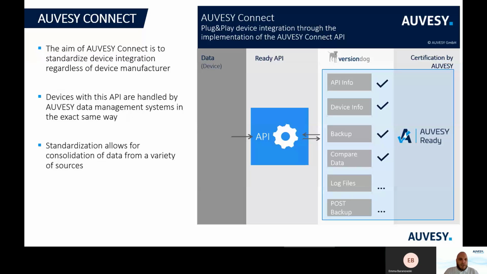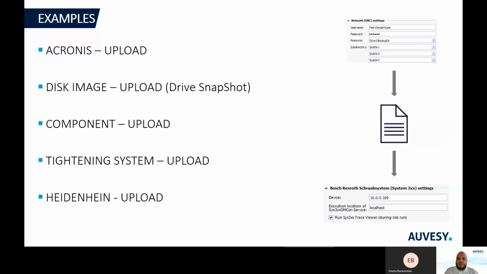Okay, so far, let's show some examples. Here are listed some examples where we did exactly what I was telling you: for example, the Acronis upload, the disk image, the component upload, the tightening system, or Heidenhain. Here on the right side, you can see a short example for the Bosch Schraub system, the tightening system. We started with our own research. We tried the universal upload, but it was not really working, and then we expanded this upload with our own script. And with this script, we were finally able to perform an upload from these Bosch Schraub systems.